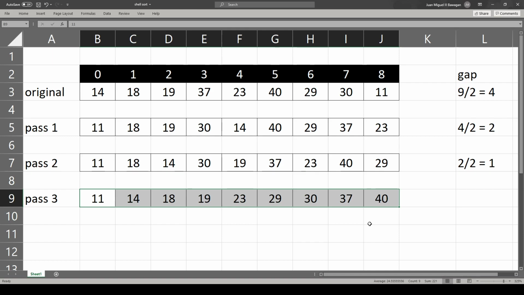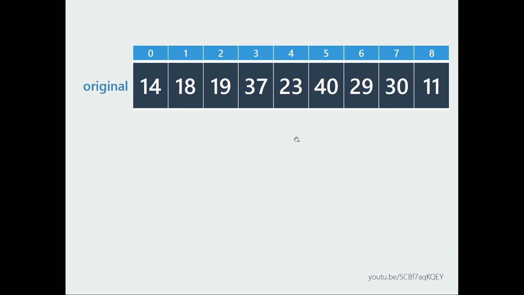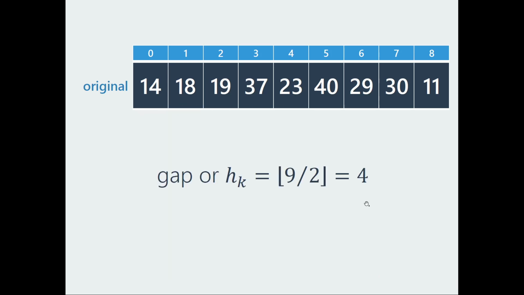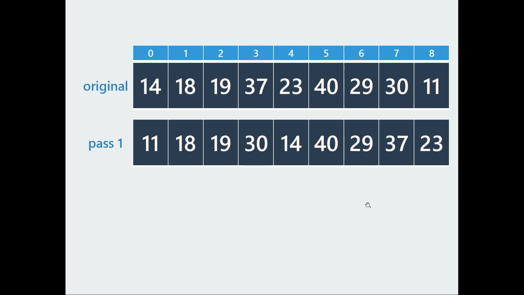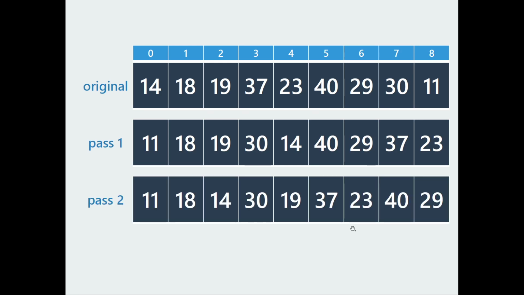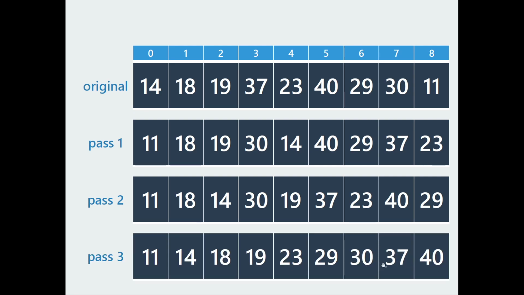So that's how shell sort works. Going back to the slides. So again, this is our original array. Our gap will be 4. We'll end up with this, pass number 1. Our gap now will be 2. After that, we'll have pass number 2 here. Our new gap will be 1, so that's just regular insertion sort. So at the end, or the final pass, it should be sorted, like so.